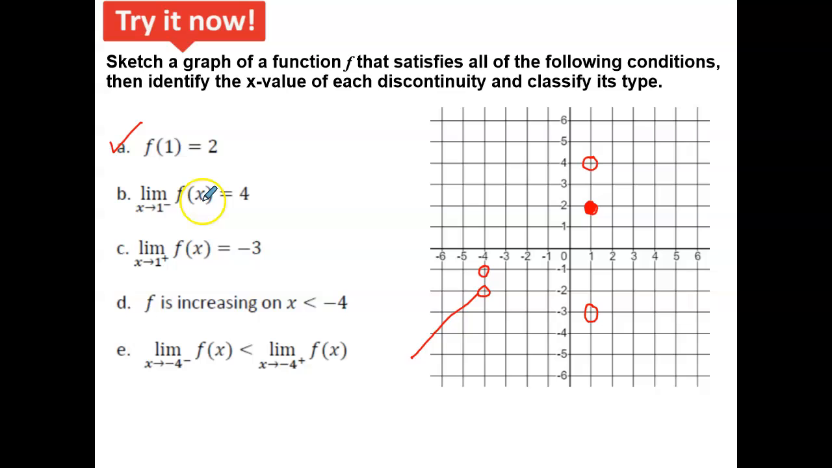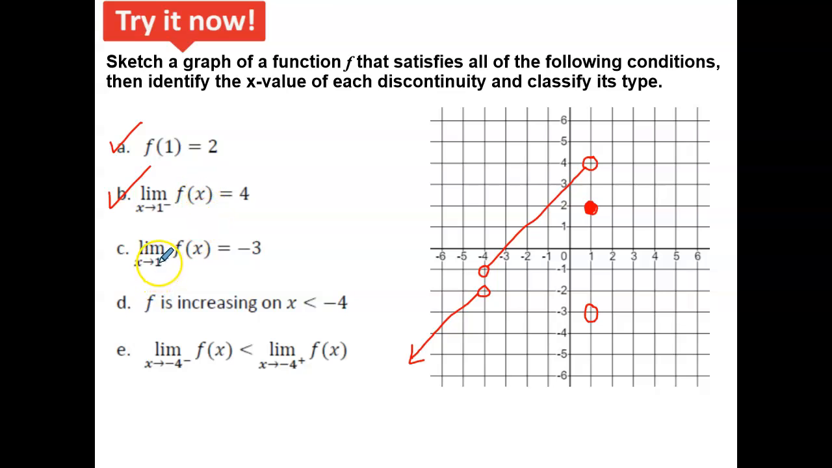But it does tell me up here in C that my limit as x approaches 1 from the right has to go to negative 3, from the left has to go to 4. So if I want to connect these two segments from here to here, that would satisfy my condition for B, that my limit headed from the left side is positive 4. Okay, so that would be one way that you could show that for B.